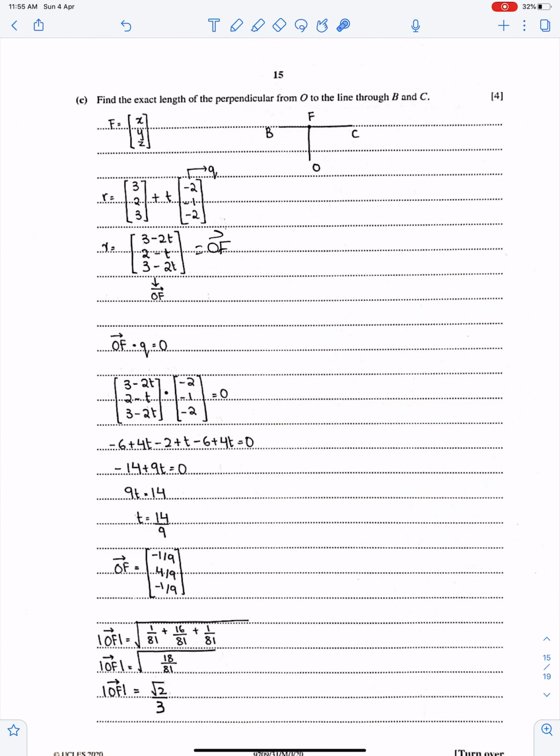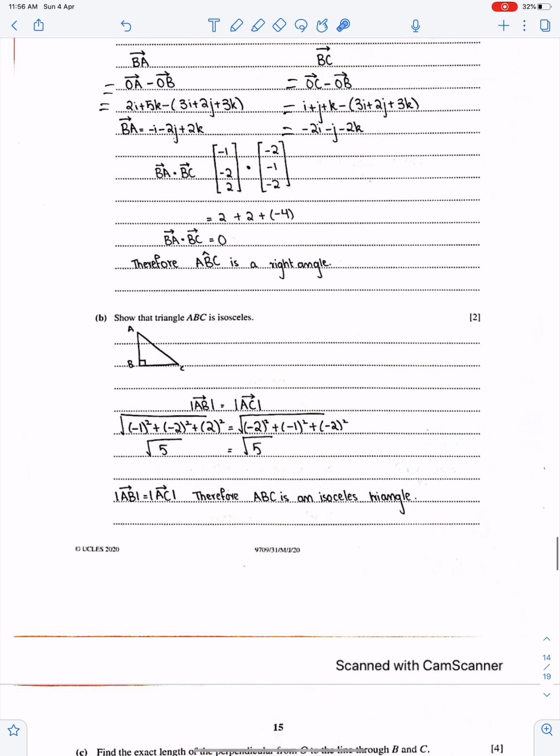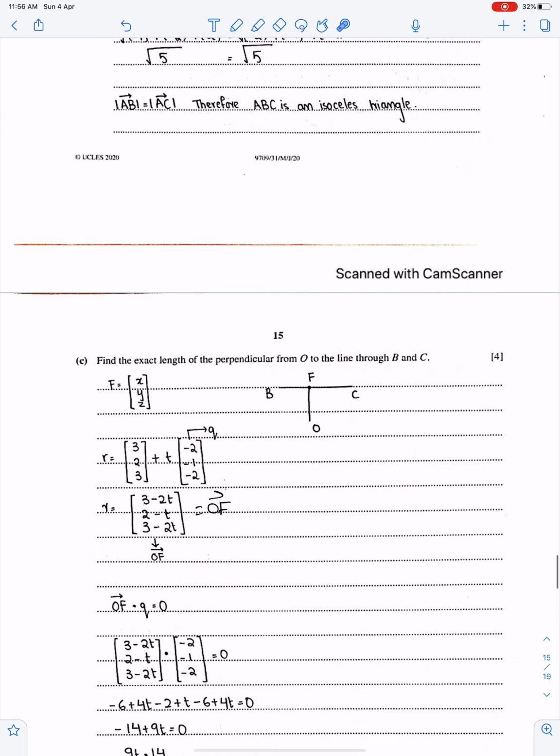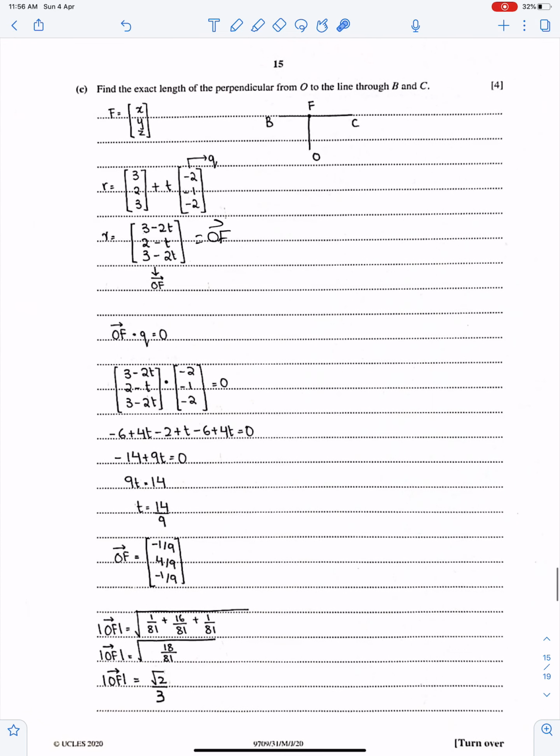Find the shortest distance from O to this line. First form the equation of this line. The equation of this line will be r is equal to either B plus tq. Q means the direction vector BC. So this is q. We already have BC. This is BC, so this is q. And you can use any point here, either B or C.